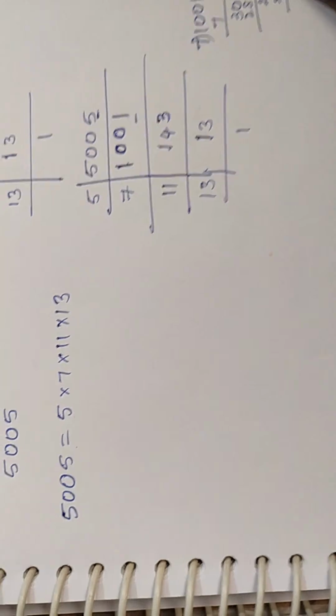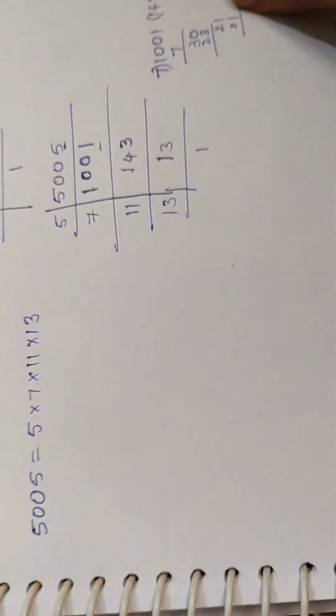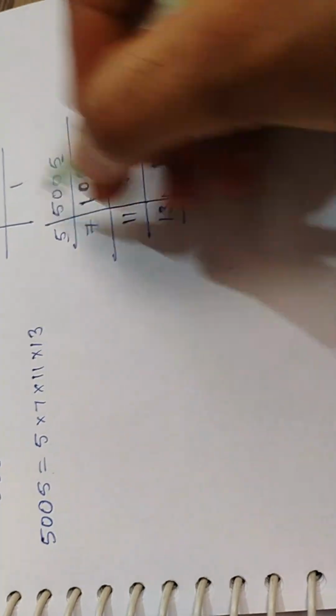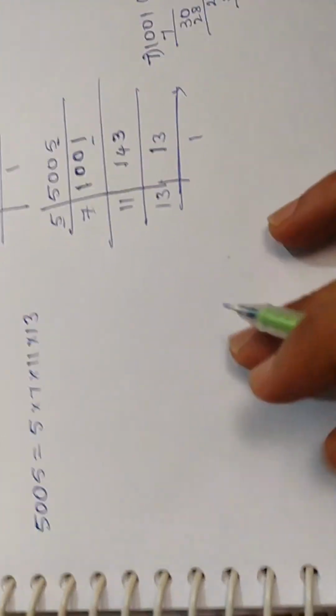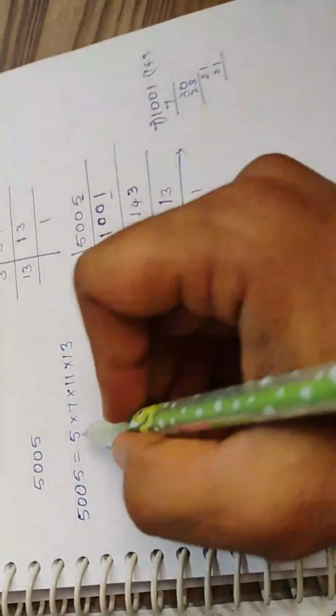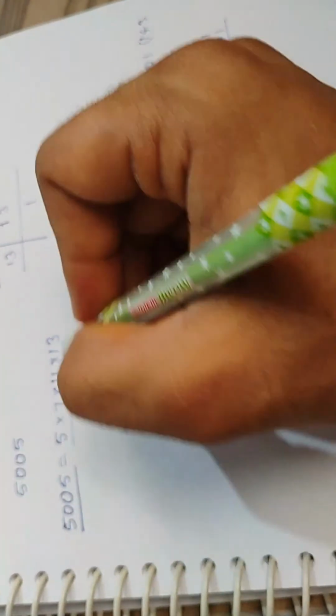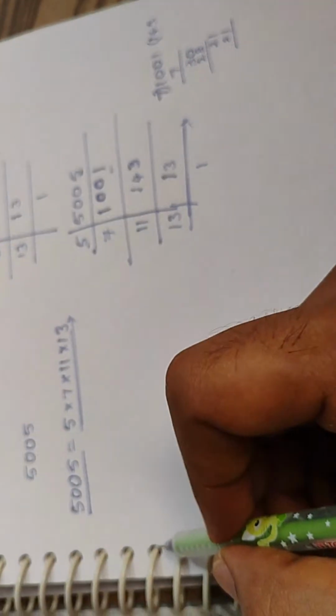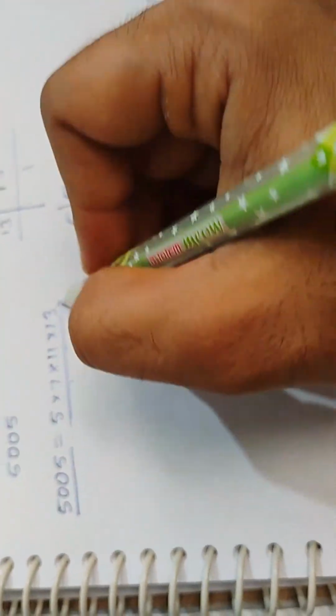We have to check whether which number it is divisible. Okay. You have to check first with the 2, 3, 5, 7, 11, 13. Then you are getting, then this is there. You can write 5005 as a prime factorization likewise. 5 into 7 into 11 into 13.